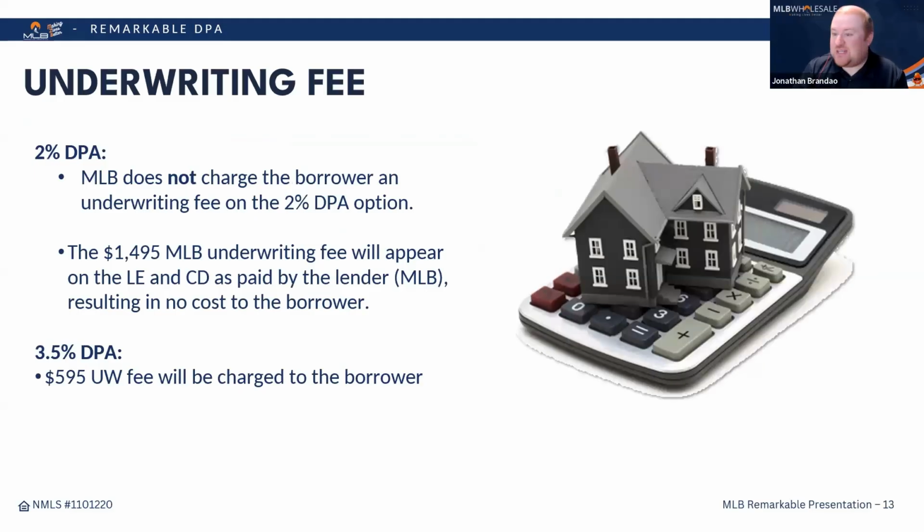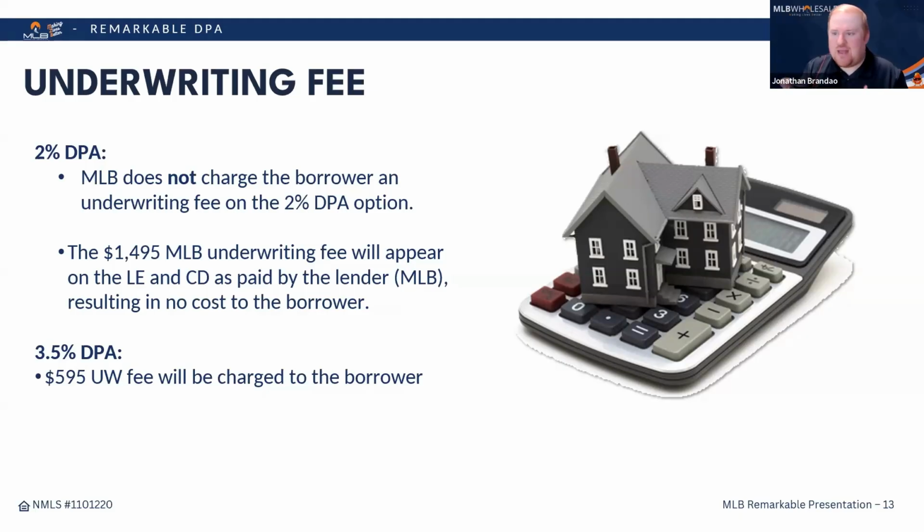One piece I want to call out, some additional things. On the 2% DPA, MLB does not charge an underwriting fee. We completely waive that underwriting fee on the 2% DPA. On the 3.5, we lower it down to $5.95. Traditionally, our underwriting fee is $14.95, but like I said, it's completely waived. MLB will be the one who actually pays for it on the 2%, and on the 3.5% it is lowered to $5.95.